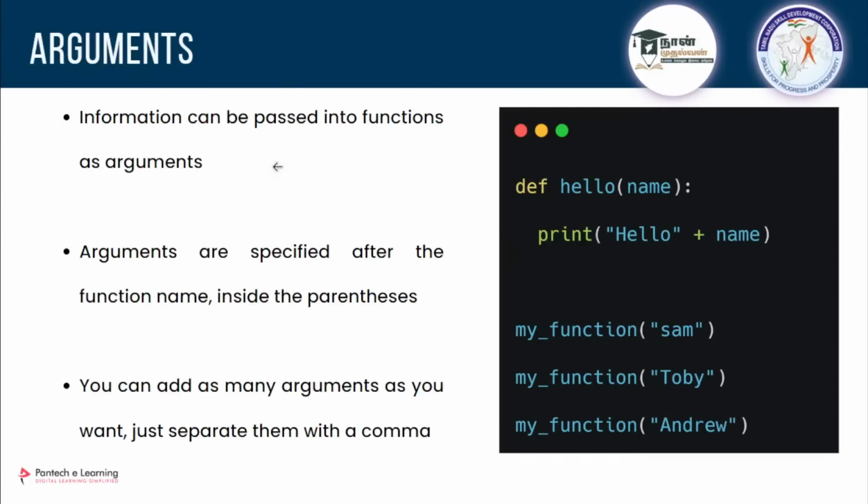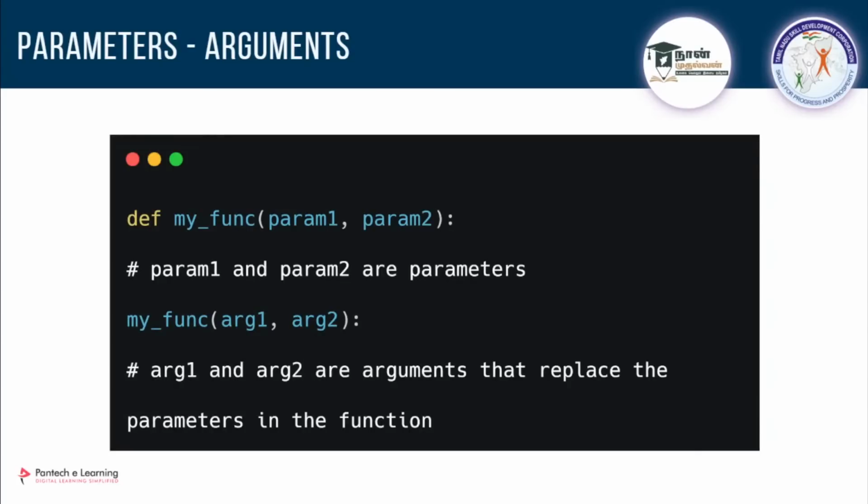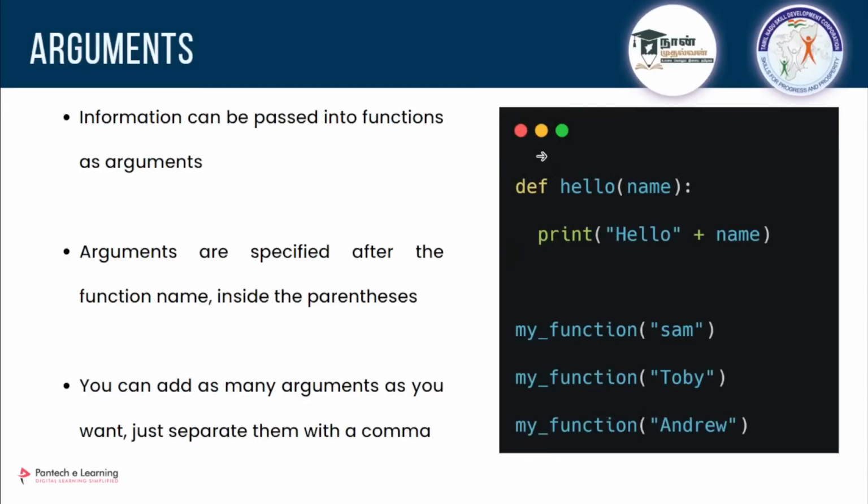So you can pass information into a function, which means you can define a structure, and whenever you need you can alter it based on the arguments you pass. So what is an argument? You will hear the terms parameters and arguments. What is a parameter and what is an argument? See here, you can pass information into a function with the help of parameters and arguments.